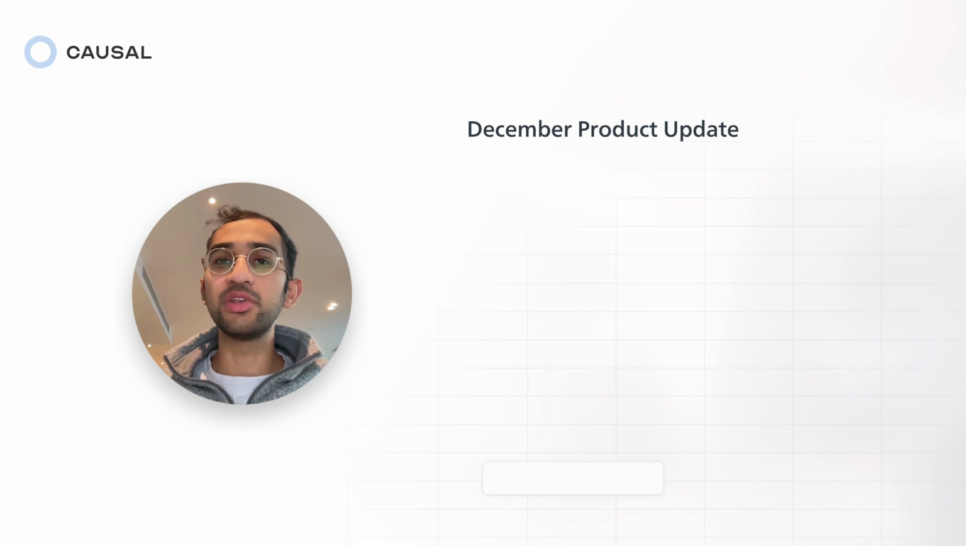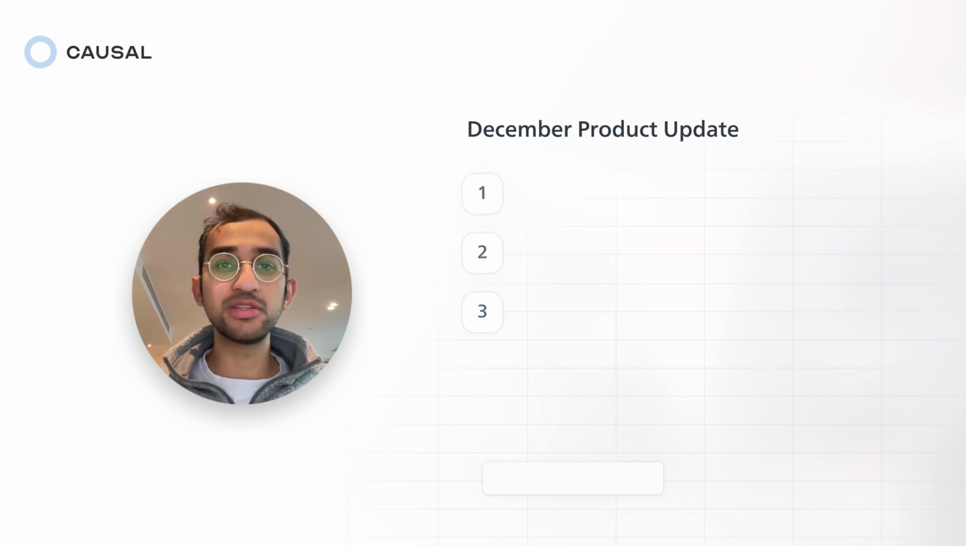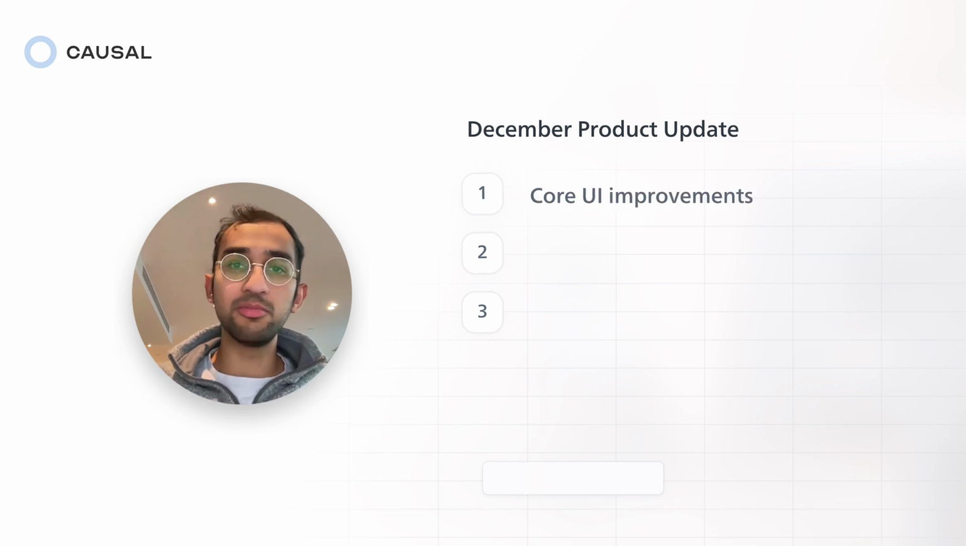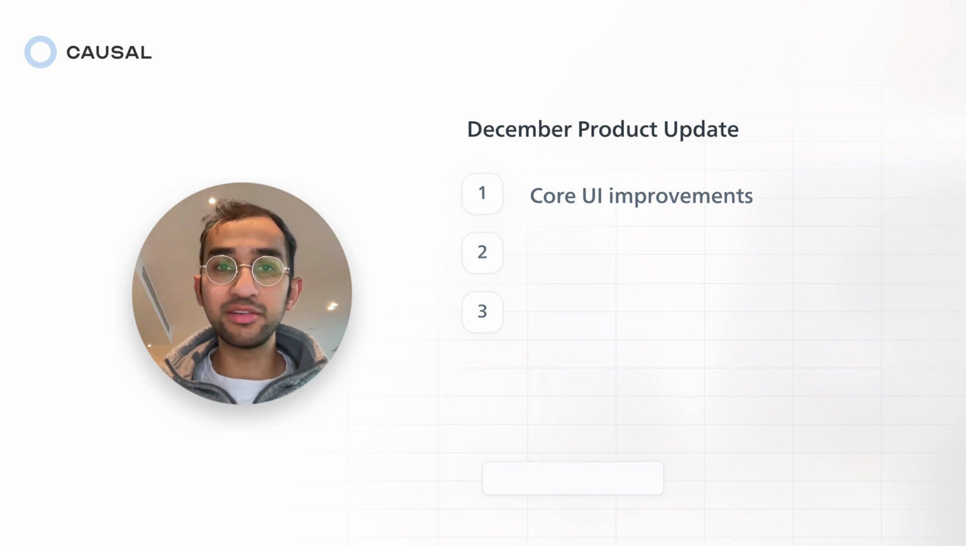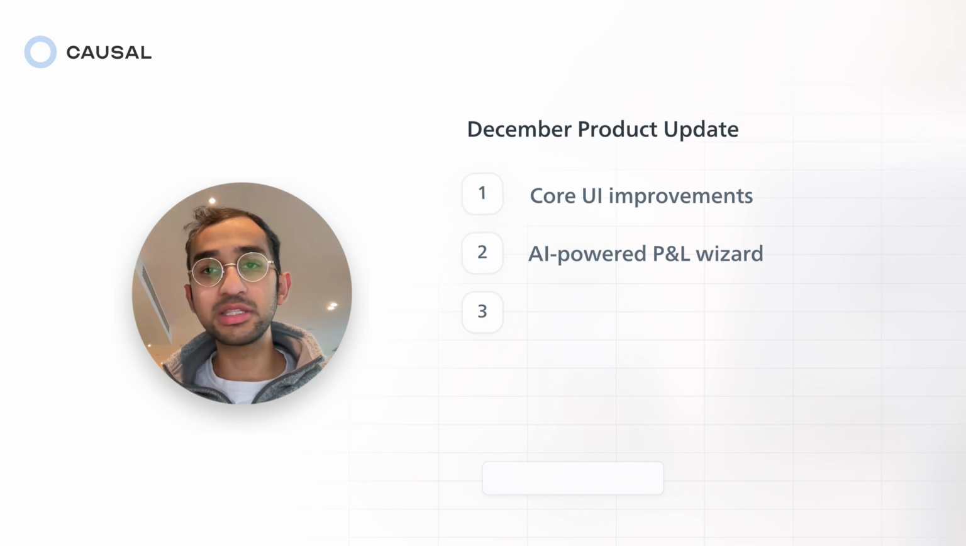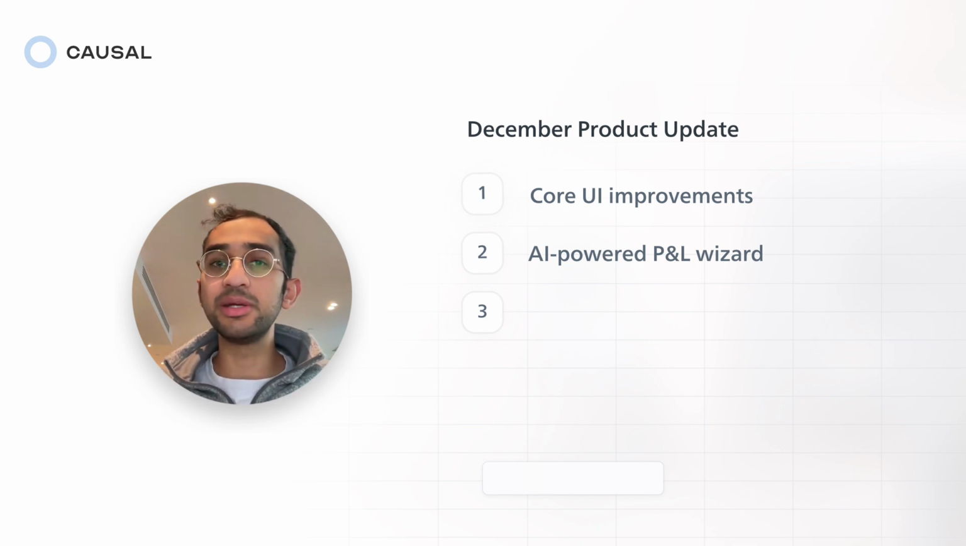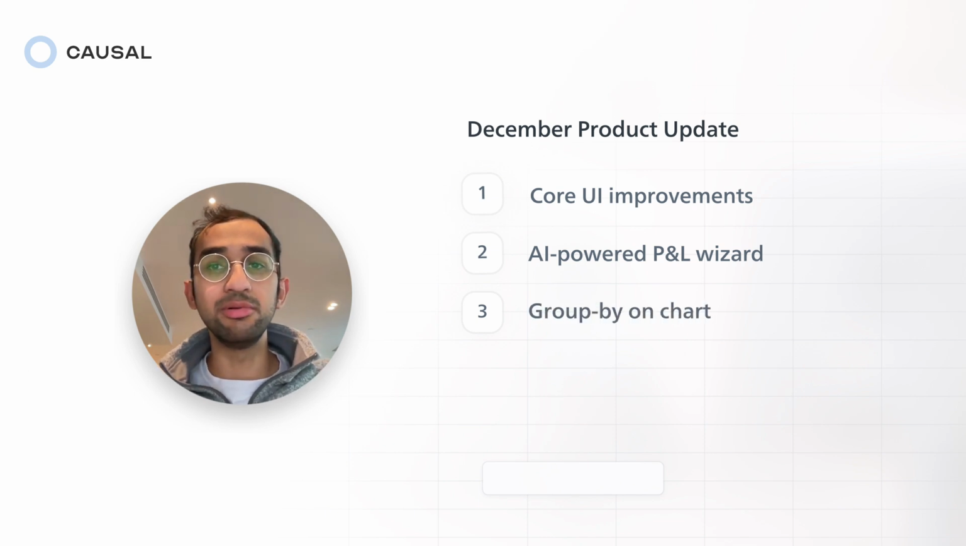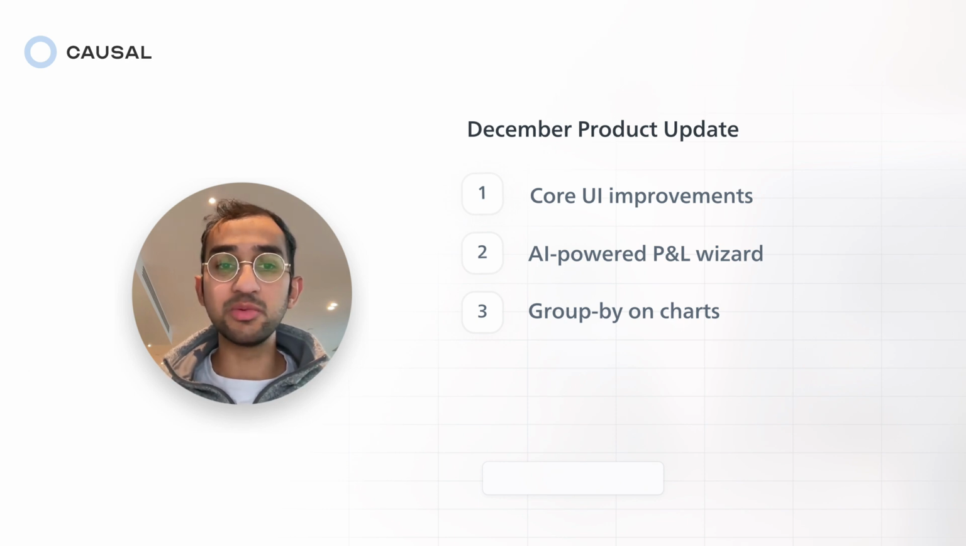Each month we'll be doing a rundown of Causal's latest updates, and this month we've got 3 big changes for you. The first is major changes to the core user interface of Causal to make it easier to understand what's going on in your models and navigate between different things. The second is a new AI-powered wizard that can generate a custom financial model for you from your QuickBooks or Xero data. And the third big change is the ability to do group buys directly on charts and tables without needing to create variables first. Let me show you how each of these work.